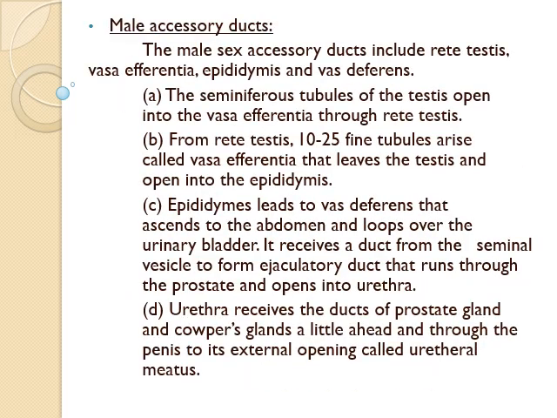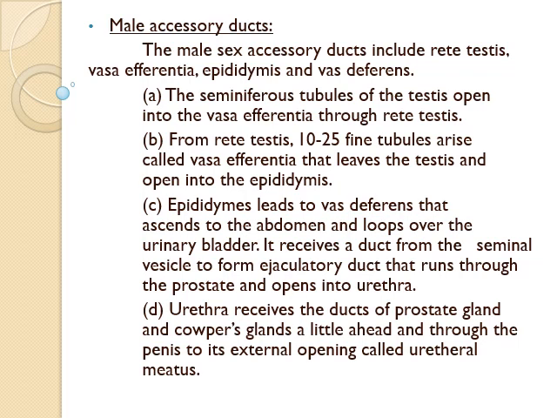Next is male accessory ducts. They are rete testis, vasa efferentia, epididymis and vas deferens. Here seminiferous tubules lead to the rete testis. Then it opens into vasa efferentia. 10 to 25 tubules arising from the rete testis are called vasa efferentia. That leaves the testis and opens into the epididymis.